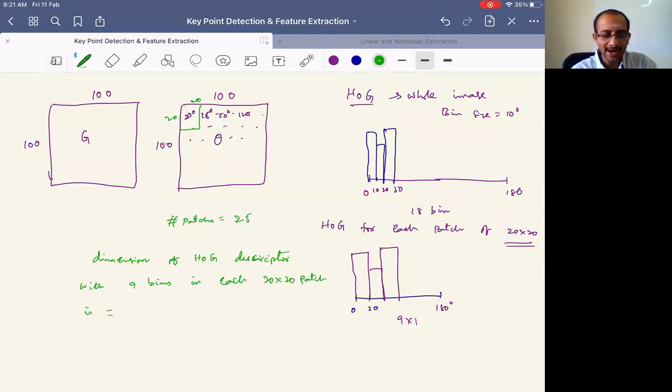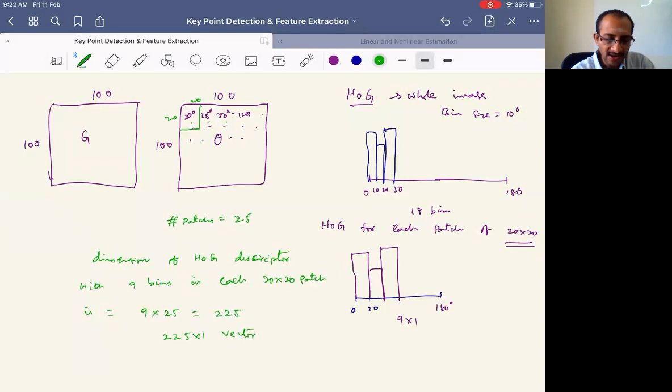If you would like to get the whole description, we concatenate the descriptor here, descriptor here, descriptor here, and so on. Each is 9 cross 1, so 9 into 25 will be the dimension. It is 225, so a 225 cross 1 vector. This vector now describes the whole image in terms of its shape information at different locations.